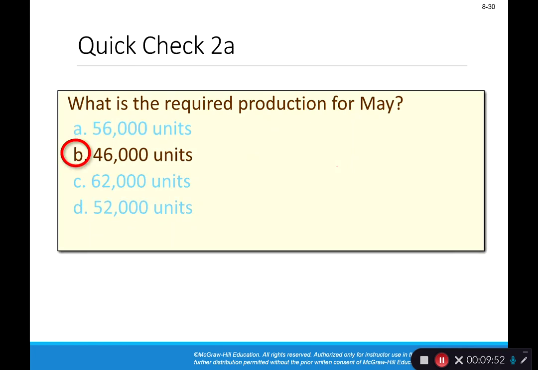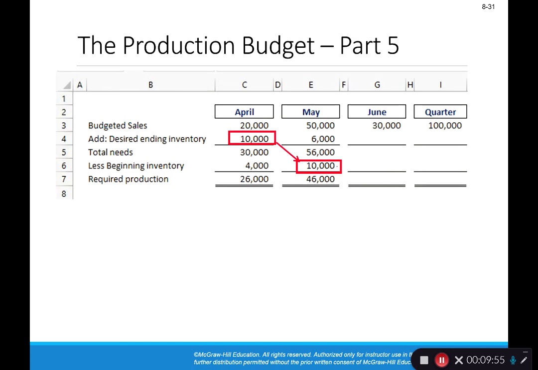And if you tried it, you should have got the answer of 46,000. Why would you get that? Well, because you first calculate the 6,000, which is 20% of June, because at the end of May, we would want 20% of the next month. So this is 0.2 times the 30,000 in sales from June. And then the desired ending inventory from April would become the beginning inventory for May, because the ending in one month is the beginning in the following month. Likewise, I told you earlier that the beginning inventory is 20% of the current month's sales. So that also works. 20% of the 50,000 May sales is where the 10 came from.